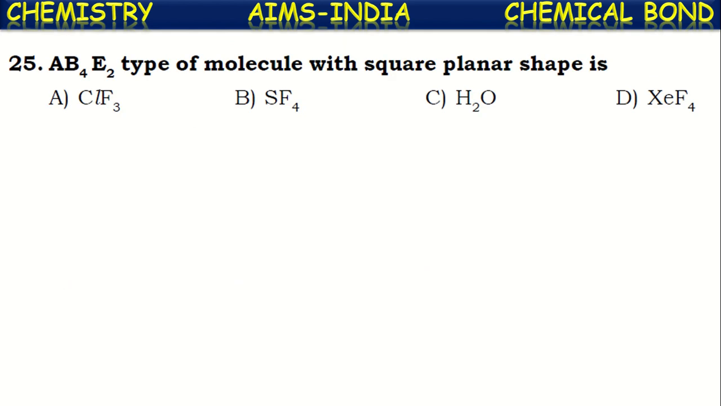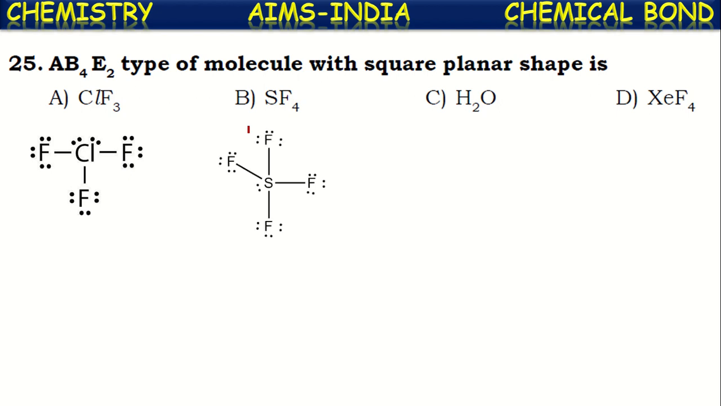AB4E2 type of molecule with a square planar shape is. AB4E2 means the central atom A should contain 4 bond pairs, 2 lone pairs. What is that molecule among these? Let us find. First, if you see ClF3, chlorine has 3 bond pairs, 2 lone pairs, but not 4 bond pairs. If you see SF4, sulfur tetrafluoride, central atom sulfur has 4 bond pairs, but lone pairs is only 1. If we see water molecule, 2 bond pairs, 2 lone pairs.